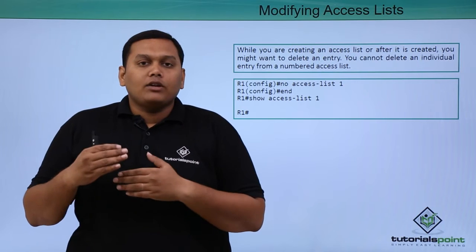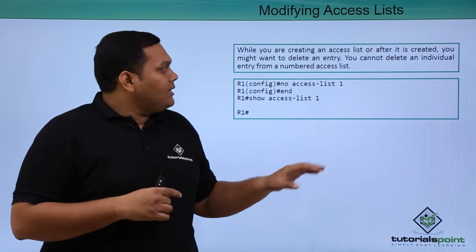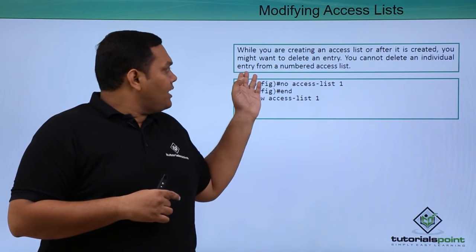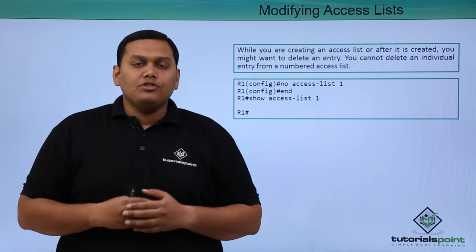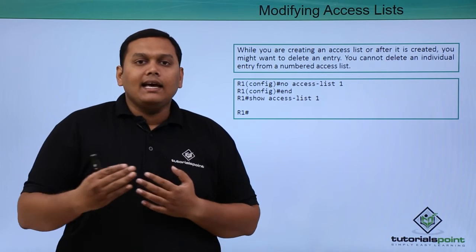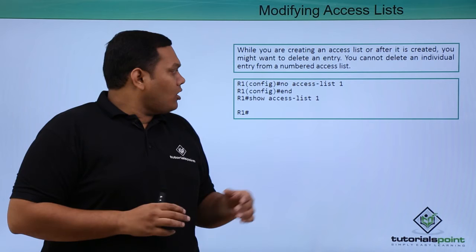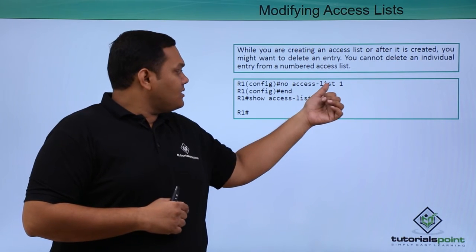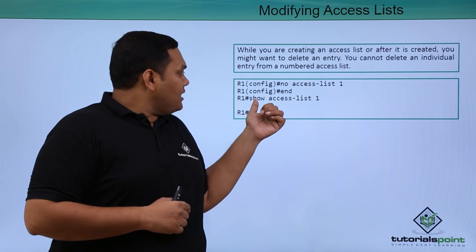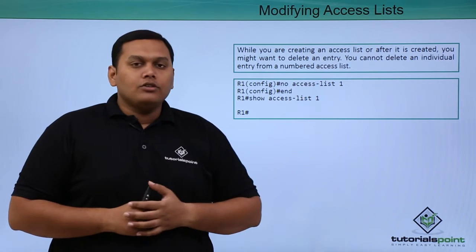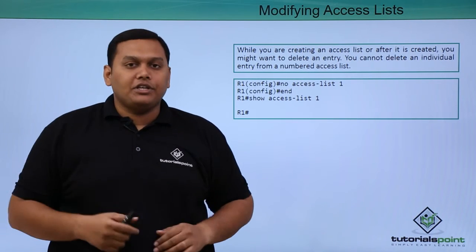That means you might want to modify an entry, but you cannot delete an individual entry from a numbered access list. That means you cannot go directly and delete the entry. So, what do we have to do? We use no access-list n, and after that, show access-list 1, which will give you the access list information.